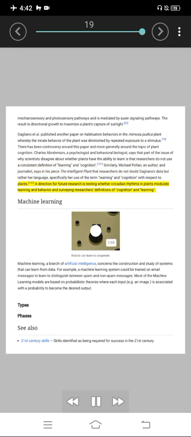A direction for future research is testing whether circadian rhythms in plants modulate learning and behavior and surveying researchers' definitions of cognition and learning.